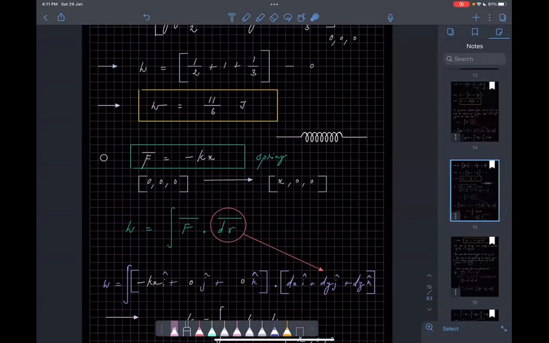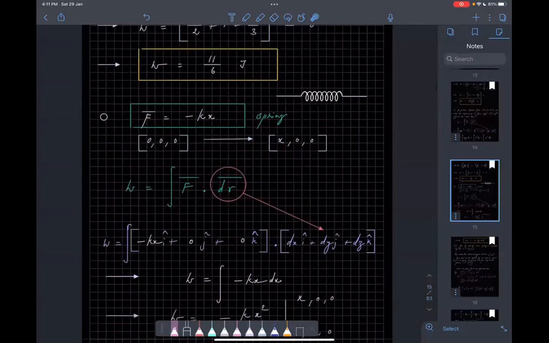So F is what? Minus kx, whenever the spring extends from its main position. Clear? So it moves from 0 comma 0 comma 0 to x comma 0 comma 0, because the spring is in x direction. I'm not worried about y and z. They'll remain 0 only. Clear? Now I'm writing the formula again. Work done is integral of F dr. Now what should I write here? Should I write minus kx or plus kx?